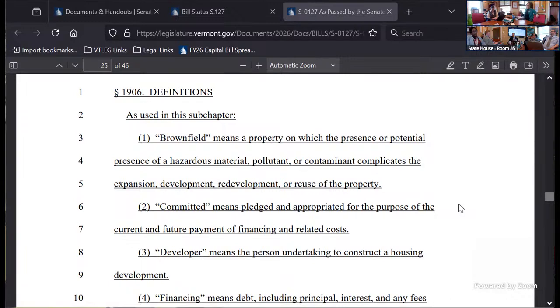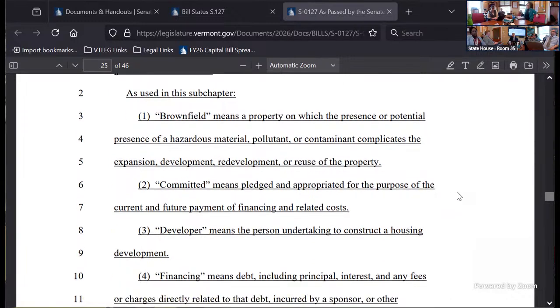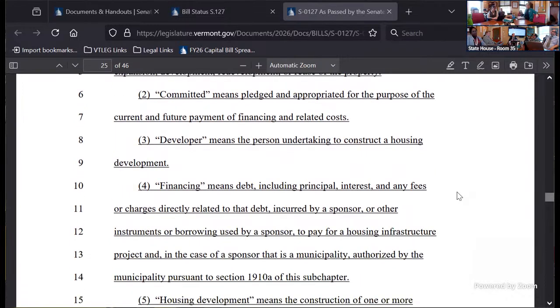So we're talking definitions in this proposed subchapter. Brownfield is a concept that's used in TIF districts, so I'm not going to spend much time over that, and I think it's something people are familiar with. Same for committed. This is just a technical term that's used in TIF districts that's meant to get at if you've locked funds for infrastructure.